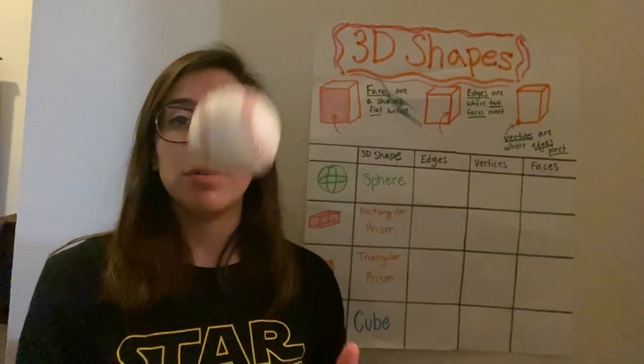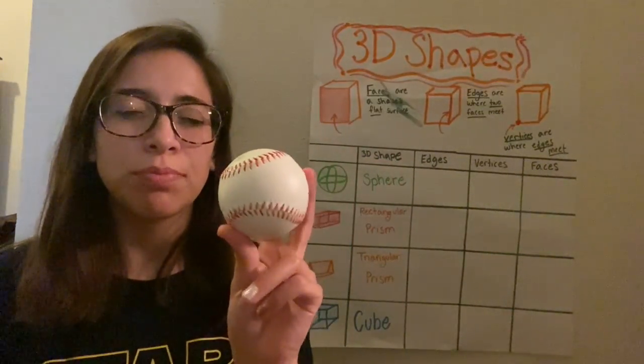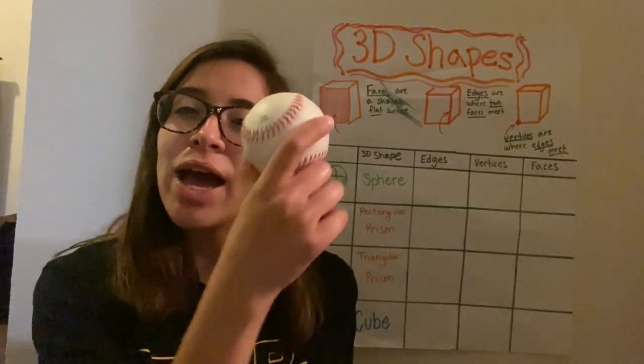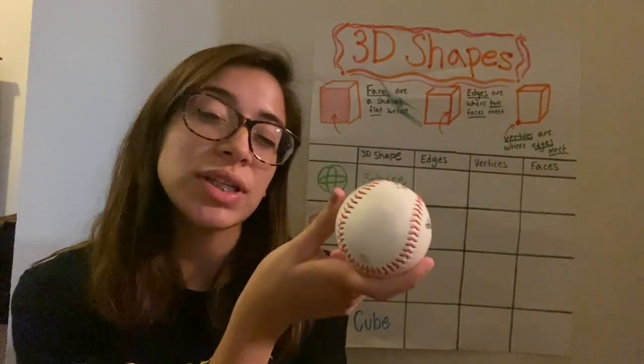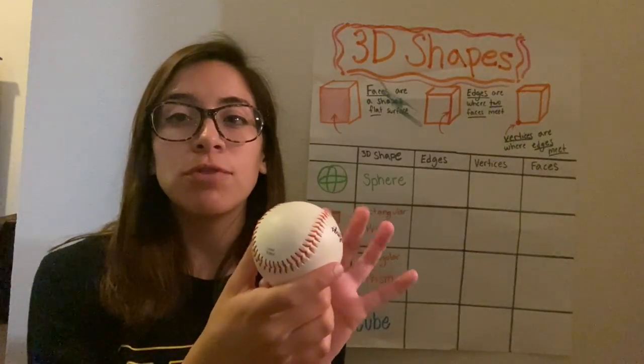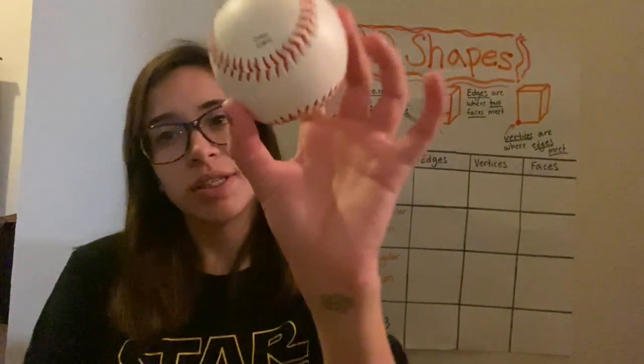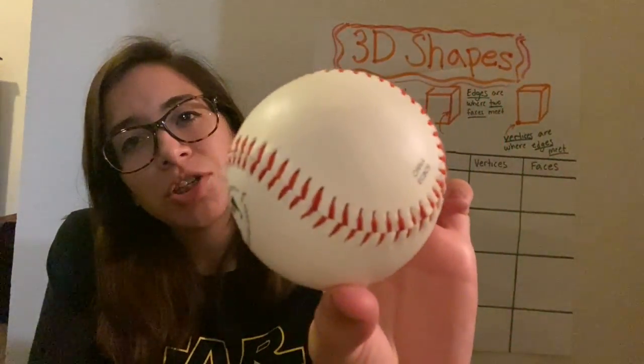Okay, let's move on to the last one for today. I don't know about you guys, but I love me some baseball. So I found this ball and I was thinking, well, this is probably a 3D shape, right? So let's go ahead and go down the list and see what this kind of shape is. First things first, let's find a face. So a face is a flat surface. I'm gonna let you at home take a minute. Do you see any faces on this shape?